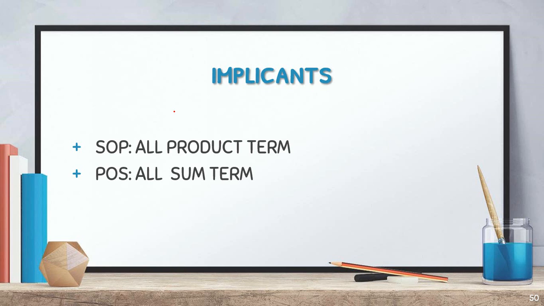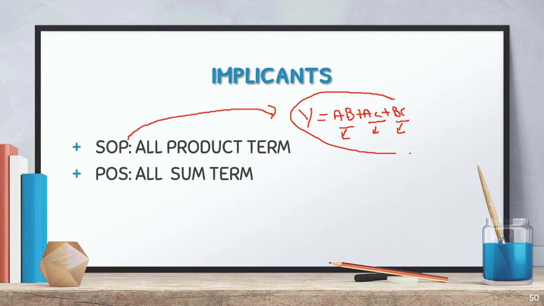In a Boolean function, suppose we take one example like Y = AB + AC + BC. It is in the form of SOP. So an implicant is whatever the product term. AB is a product term, so it is one implicant, and AC is another product term, so it is another implicant, and BC is another product term, so this is also an implicant. So in this example, AB, AC and BC are the implicants.